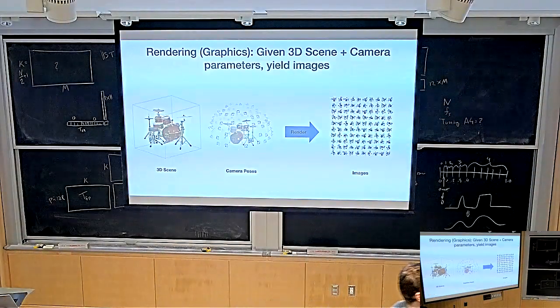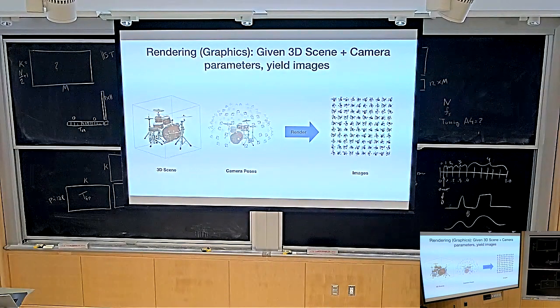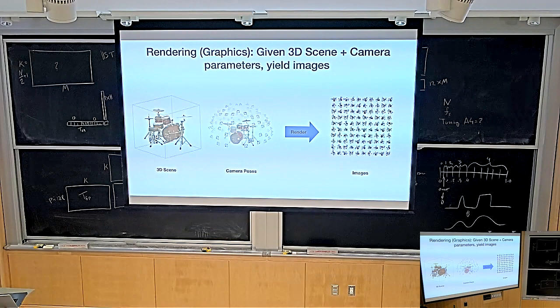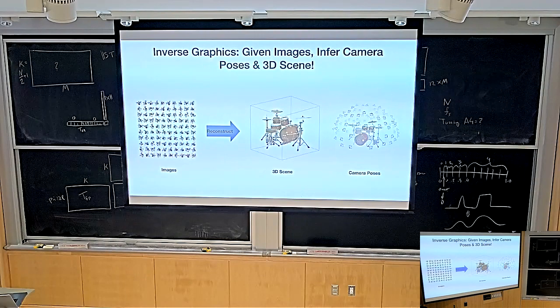Okay, so recap in figures. Rendering is: give me a 3D scene, give me camera poses, and then the renderer gives you for each of the camera poses the image, right? That's the forward model. The inverse model is: give me the images, and from the images reconstruct the 3D scene and the camera poses. Makes sense. So this is the inverse.